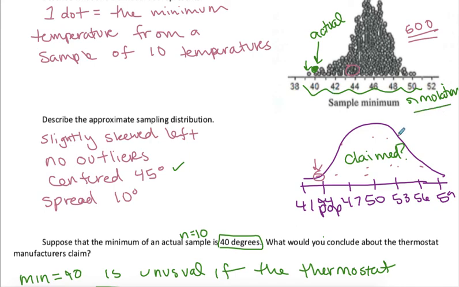All right, so when we're looking at sampling distributions, we want to kind of think about, is it approaching what we would expect? Is it far away from what we expect? And does that give me evidence against a claim or for a claim?